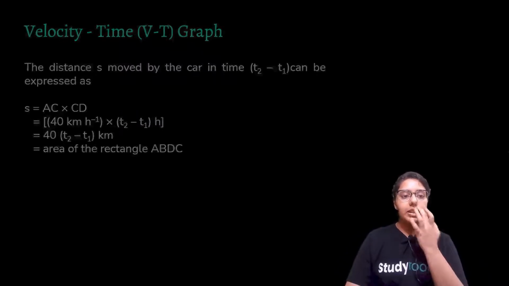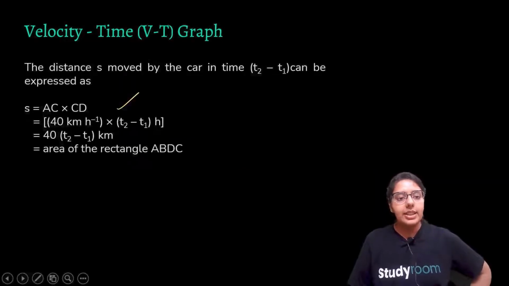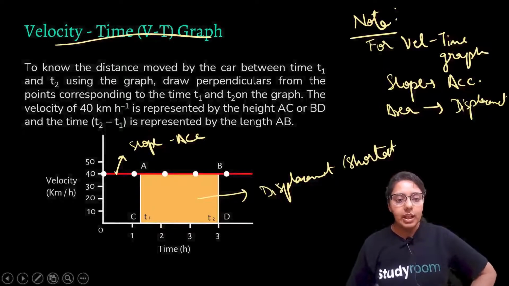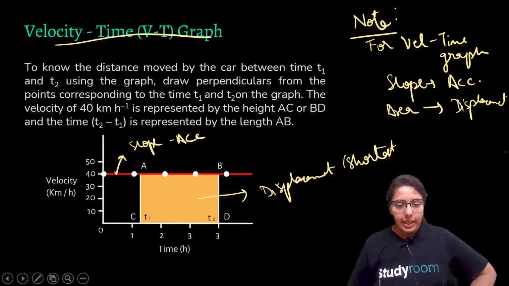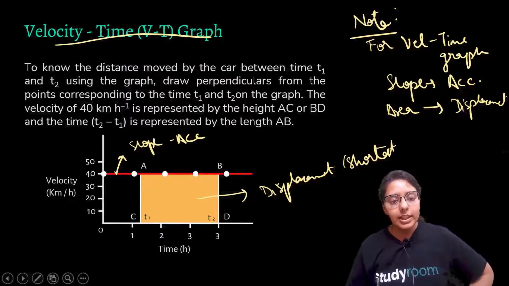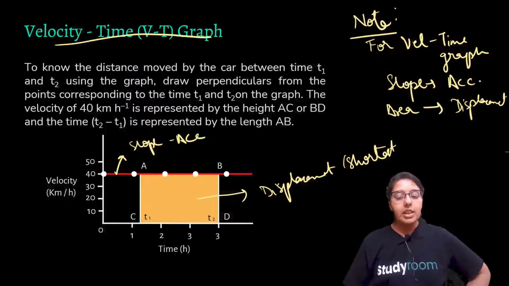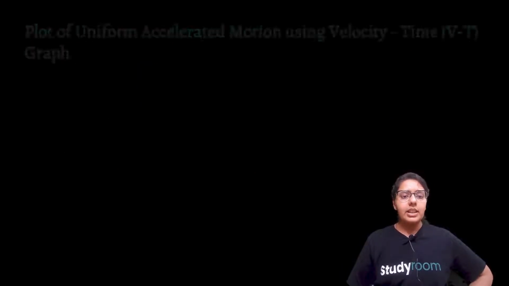S is equal to AC into CD. Of course, displacement is area of rectangle, AC into CD. 40 into CD, CD is your T2 minus T1. How? The whole is from O to D, it is T2. From O to C it is T1. So from C to D, CD is equal to OD minus OC. That is your T2 minus T1. So CD is T2 minus T1. So it is the area of rectangle.